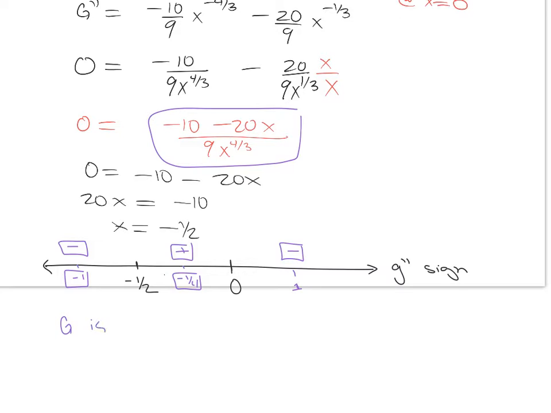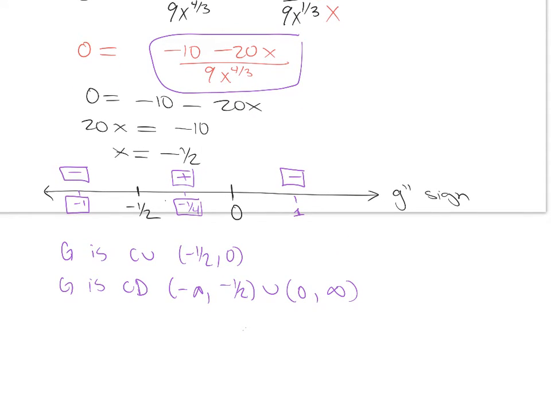So g is concave up from -1/2 to 0. G is concave down from -infinity to -1/2, union 0 to infinity. And I guess it said find the inflection points, but that's just not going to happen.